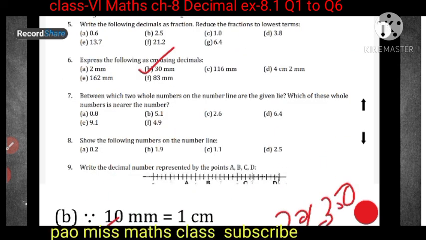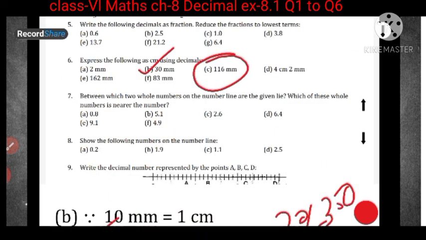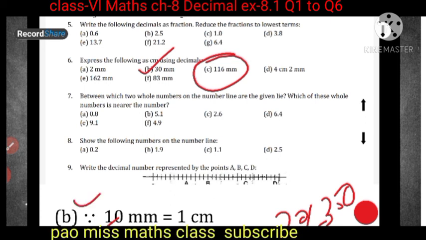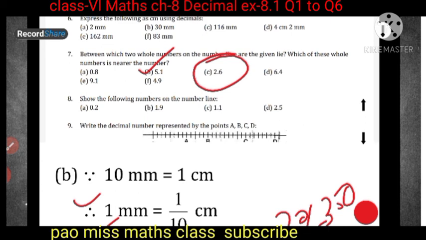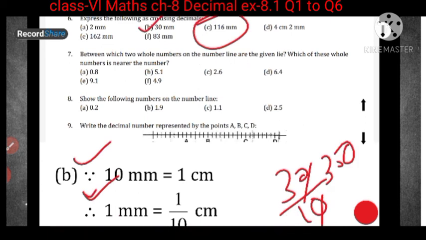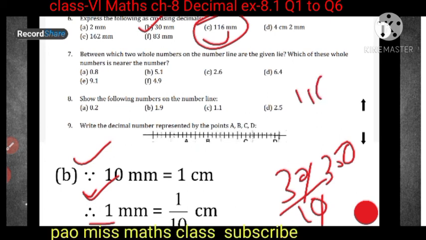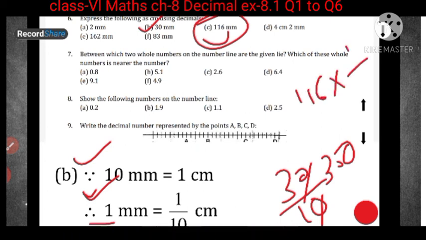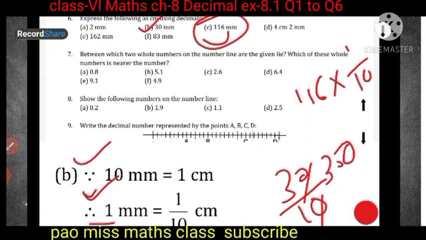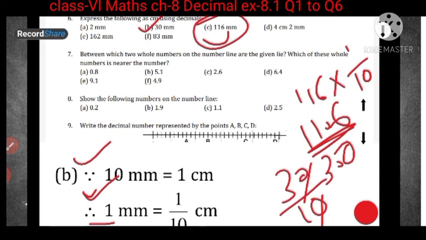Now question number C. Question number C is again what? 116 millimeter, isn't it? So what will you do? You will write the same steps like this. 10 millimeter is equal to 1 centimeter. 1 millimeter is equal to 1 upon 10 centimeter. And what is given here? 116, so you will multiply 116 with 1 upon 10. If you write this in decimal, before 1 digit you have to put the decimal. So it will become 11.6 centimeter, okay? 11.6 centimeter.